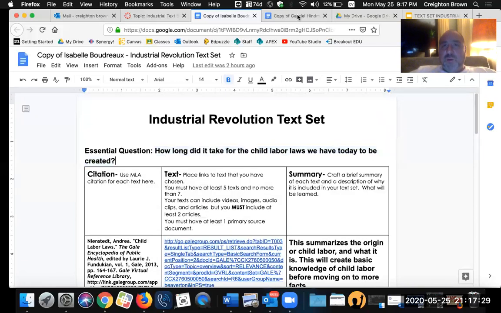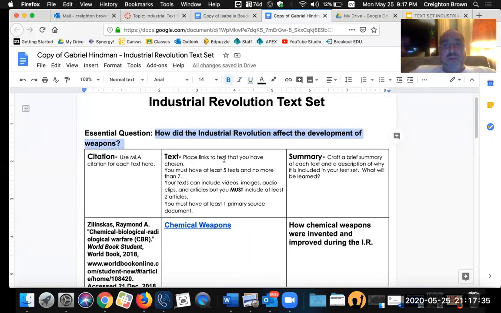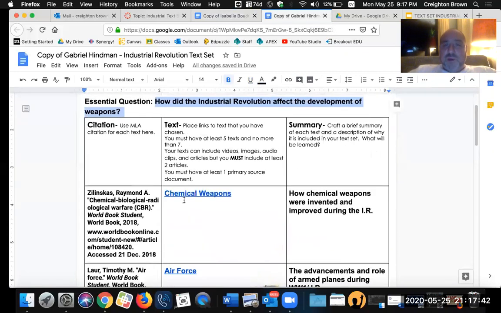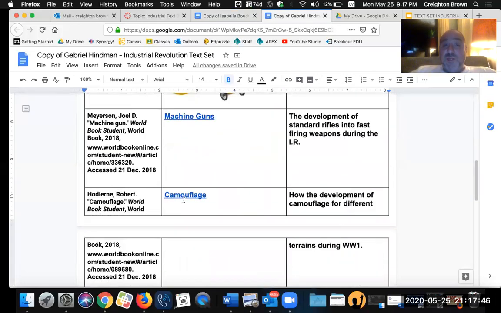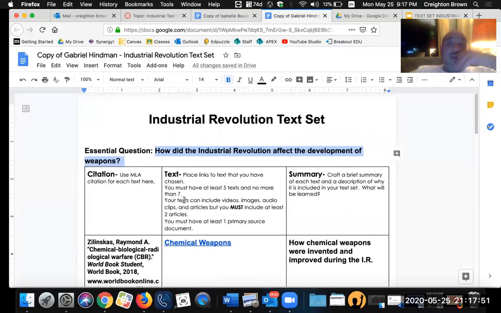Let me show you one more. Here is a student I had, who asked, how did the Industrial Revolution affect the development of weapons? And they did the same thing here. They broke it down into chemical weapons, airplanes, machine guns, camouflage, tanks, submarines, and put all that together. So this is really what you're going to end up doing. But all you have to worry about this week is coming up with a topic and essential question.